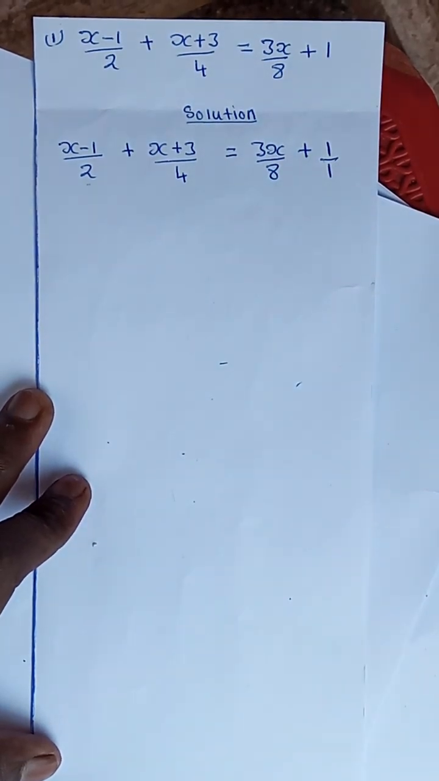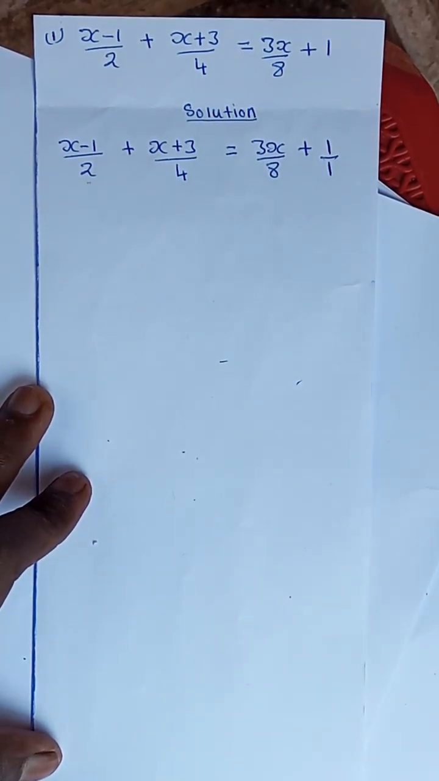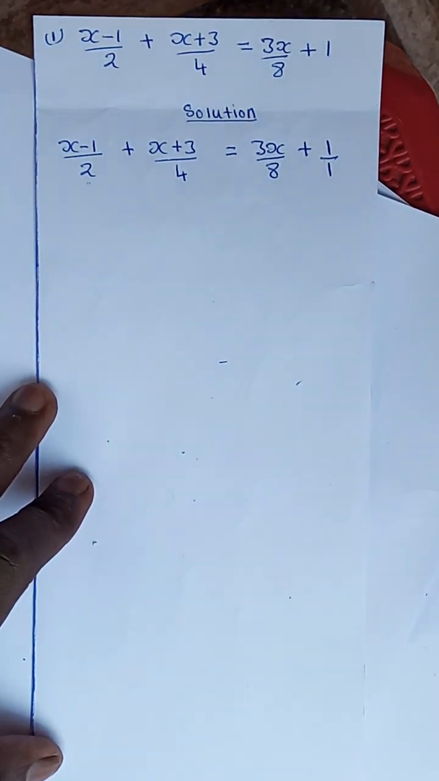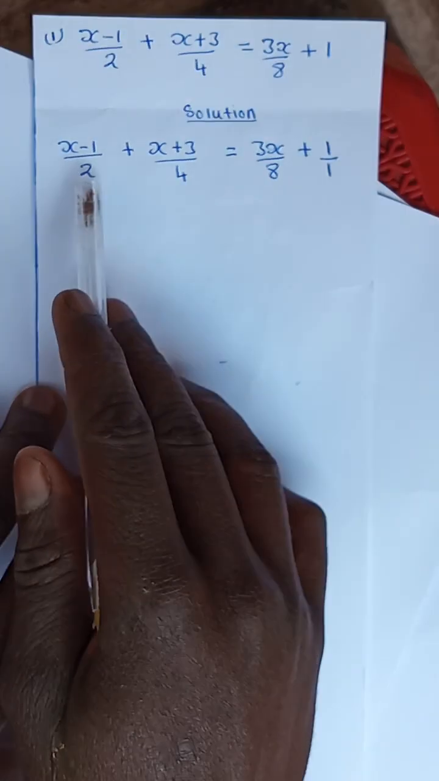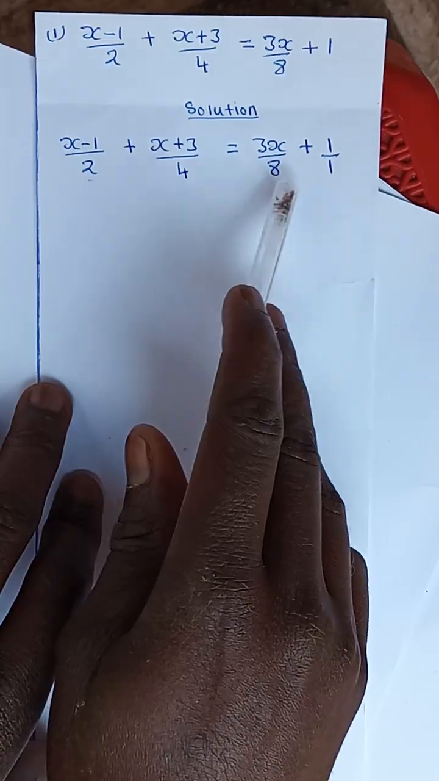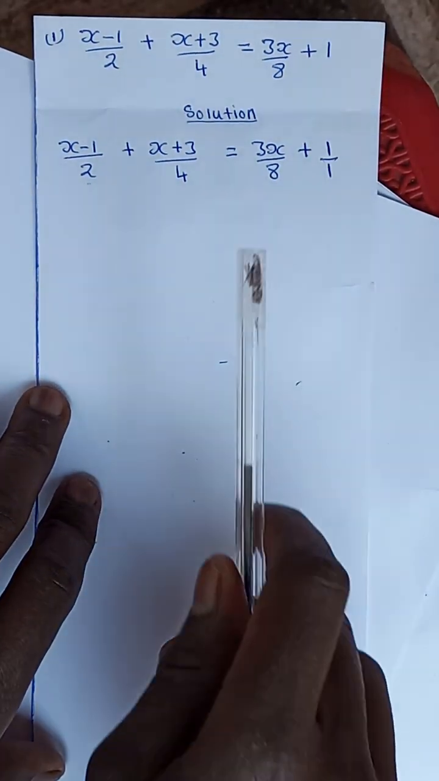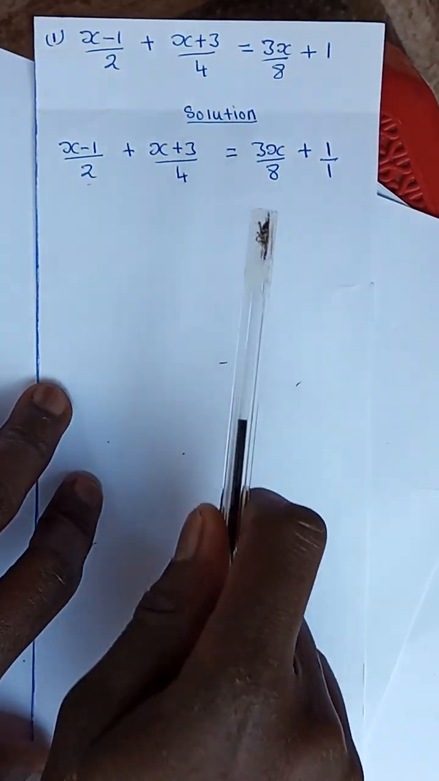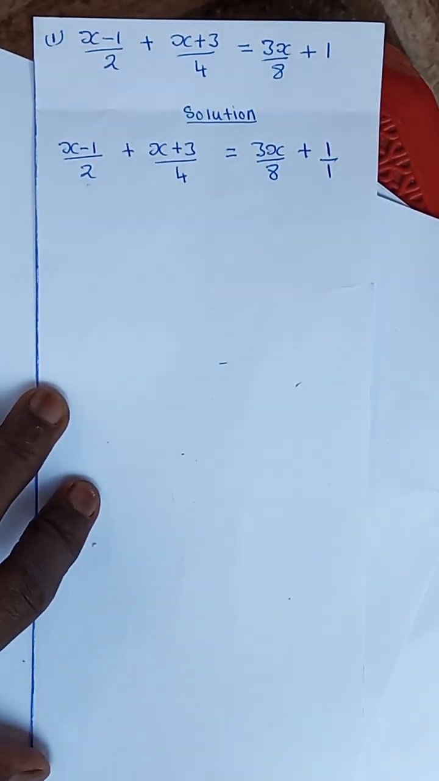Now we have another example, example 1. In this example, we are going to find the LCM between this and this one. We use 8 as our LCM, multiplied out.